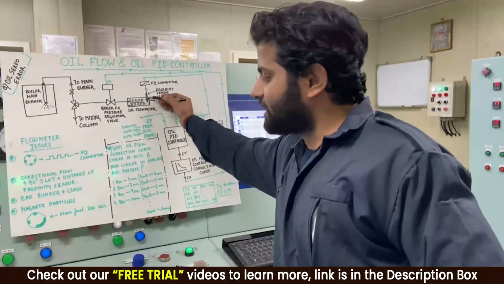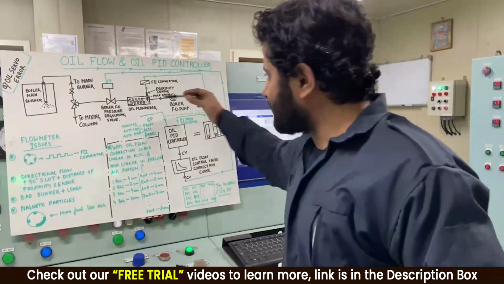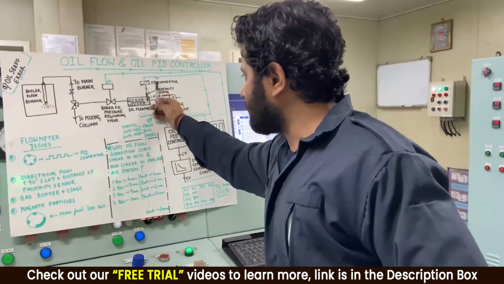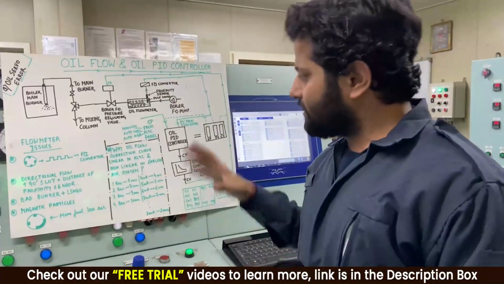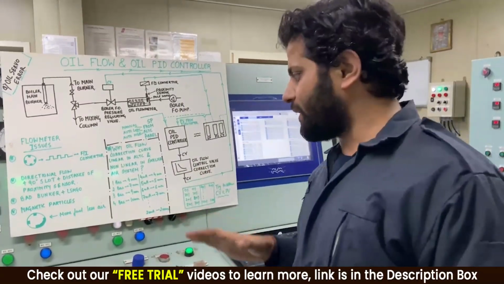This proximity sensor should be, the flow is like this, and there is a slot over the proximity. It should be perpendicular. It should be perpendicular, guys. That is clearly given in the manual, and that is very, very important.